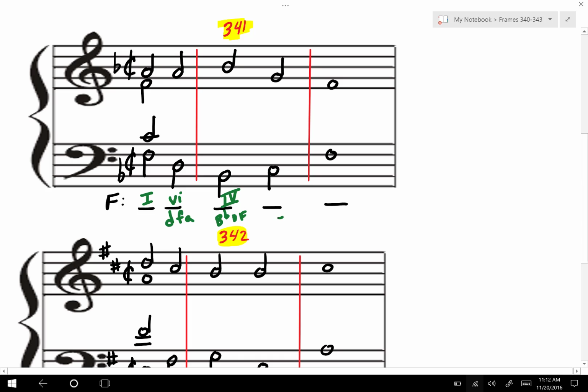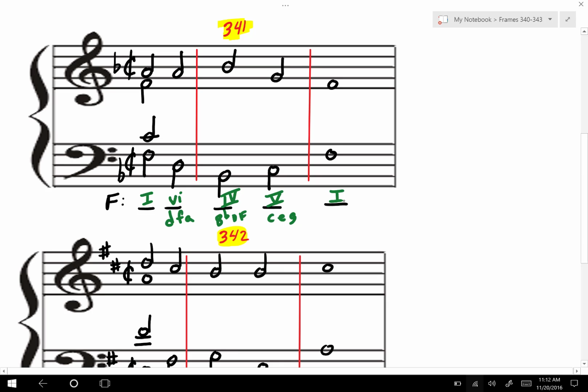The next one is CEG. CEG in F major is our major 5. And then we're ending on an F in the bass. That looks like an FAC, major 1 in the key of F. Our Roman numeral analysis is done.